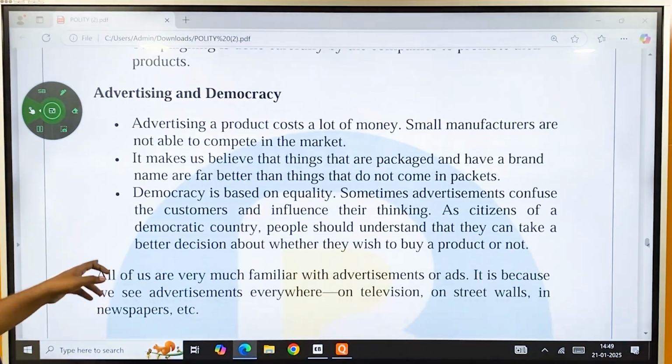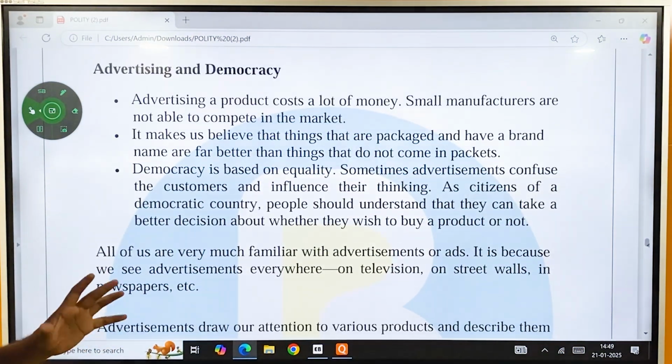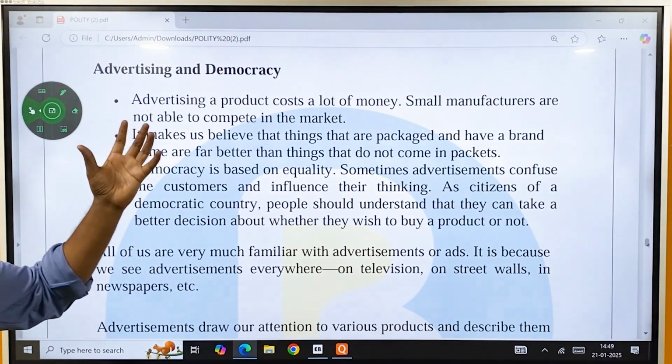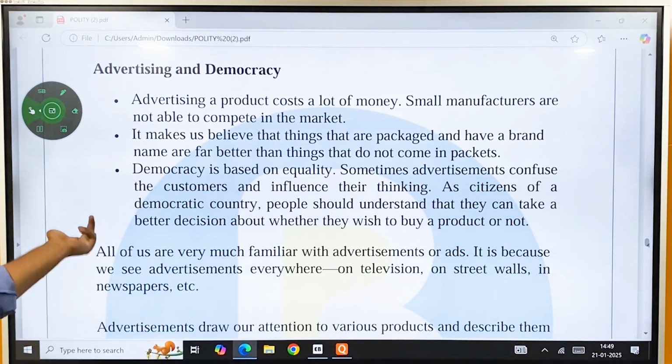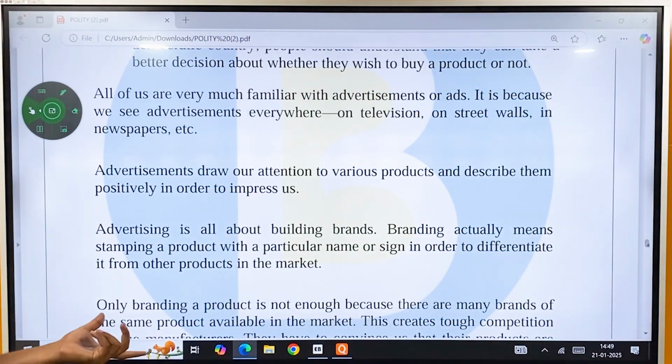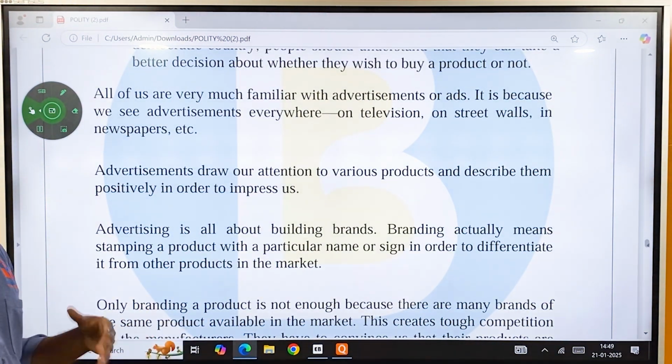So, advertising and democracy. Advertising is a product that costs a lot of money. Small manufacturers are not able to compete in the market. Therefore, it is not based on the ideal of democracy or equality. It makes us believe that things that are packaged and have a brand name are far better than those which are not packaged, which are sold loose.